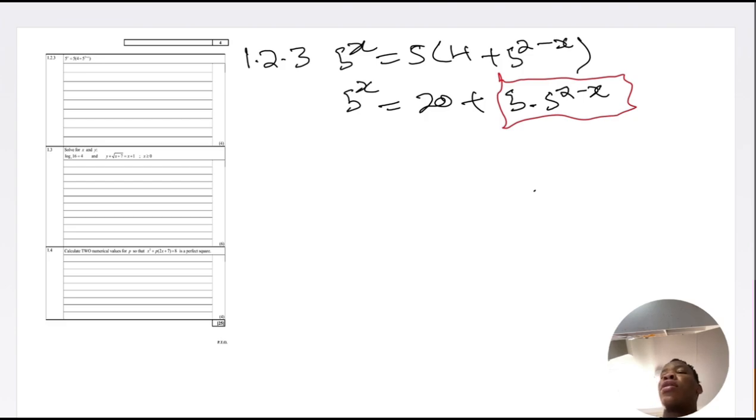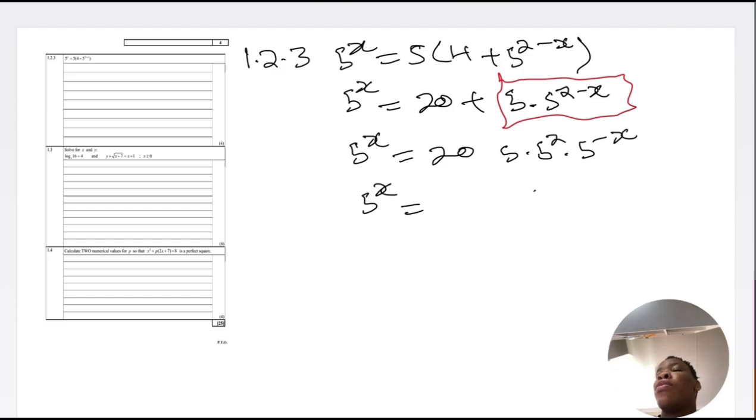It can be written as 5 to the power of x is equal to 20 plus 5 times 5 to the power of 2 times 5 to the power of negative x, because when multiplying powers of the same base, we add the exponents. Then we simplify. We will have 5 to the power of x is equal to 20 plus 125 times 5 to the power of negative x, which is 125 all over 5 to the power of x.